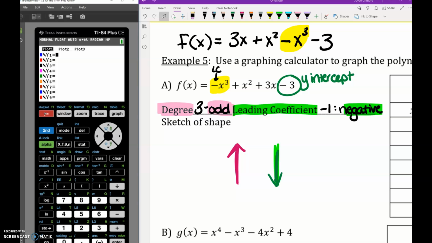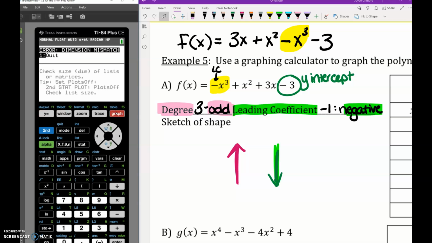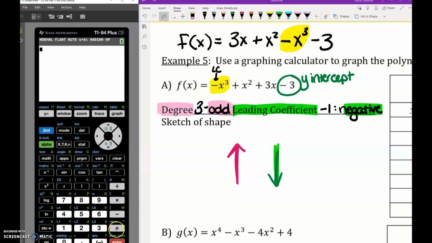Now take a look at my y equals screen. Is there anything wrong with my y equals screen? Do you see how plot 1 up there is highlighted? If I were to graph anything right now, I would get a dimension error. If you ever get some weird error that you don't understand, go back into your y equals and check those plots. You have to make sure those plots are turned off.